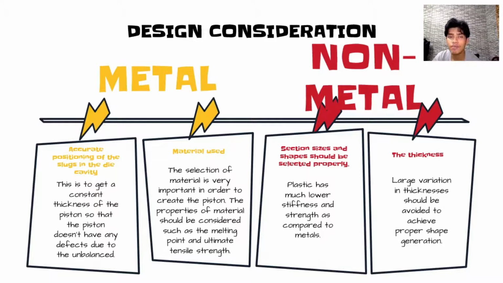For a non-metal forming process, the first one is that section size and shapes should be selected properly. This is because plastic has much lower stiffness and strength as compared to metals. After that, for the thickness, large variation in the thickness should be avoided to achieve proper shape generation. These are the considerations that we should take note of so that a good quality product can be produced.